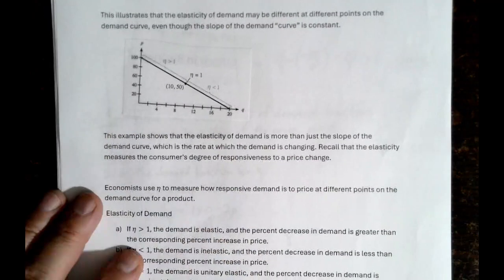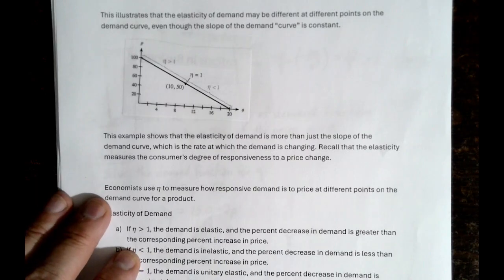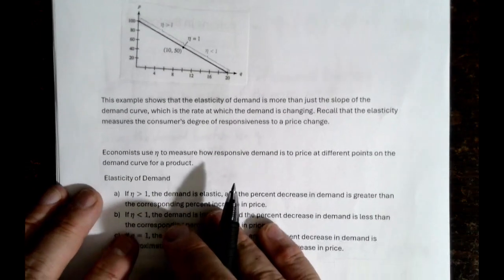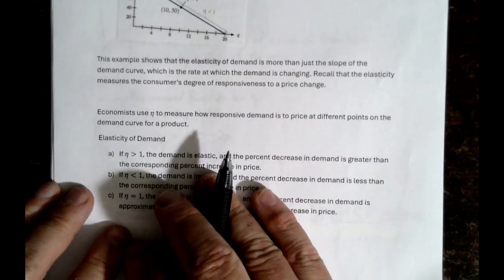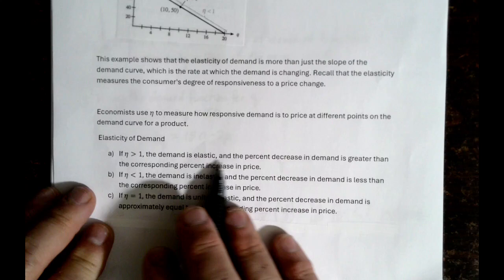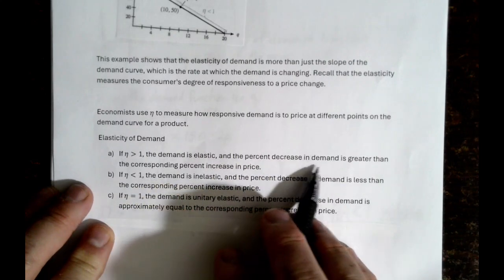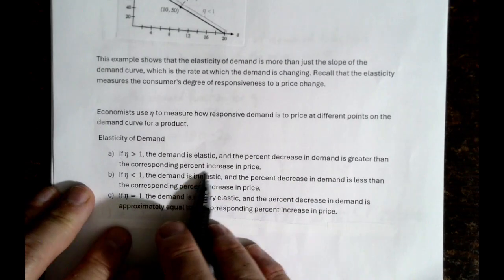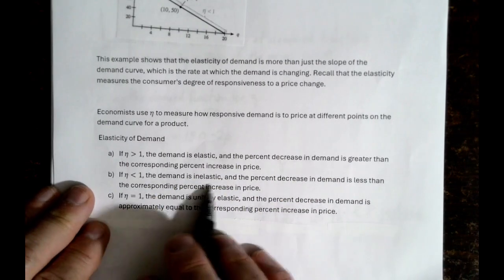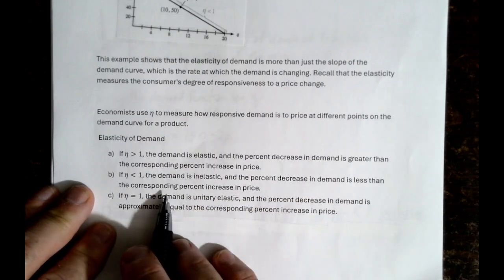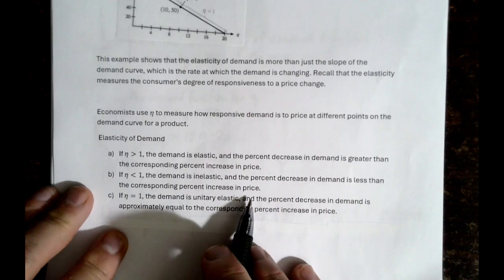This example shows that the elasticity of demand is more than just the slope of the demand curve, which is the rate at which demand is changing. Recall that elasticity measures the consumer's degree of responsiveness to a price change. So here's how the elasticity works. If the elasticity is greater than 1, the demand is elastic, and the percent decrease in demand is greater than the corresponding percent increase in price. And if it's inelastic, the percentage decrease in demand is less than the corresponding percent increase in price.